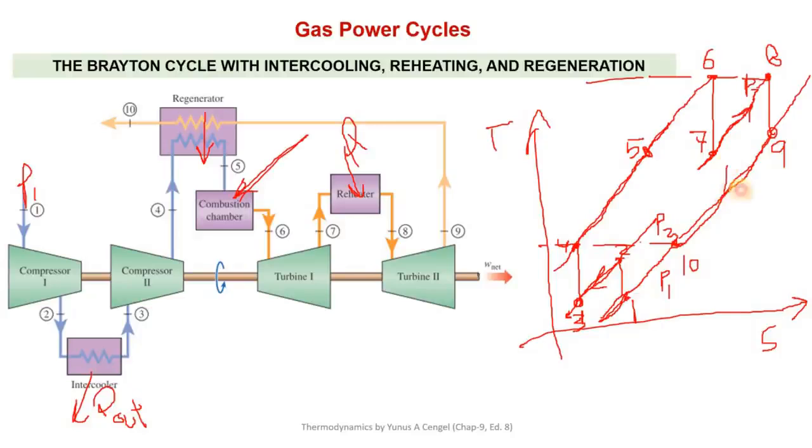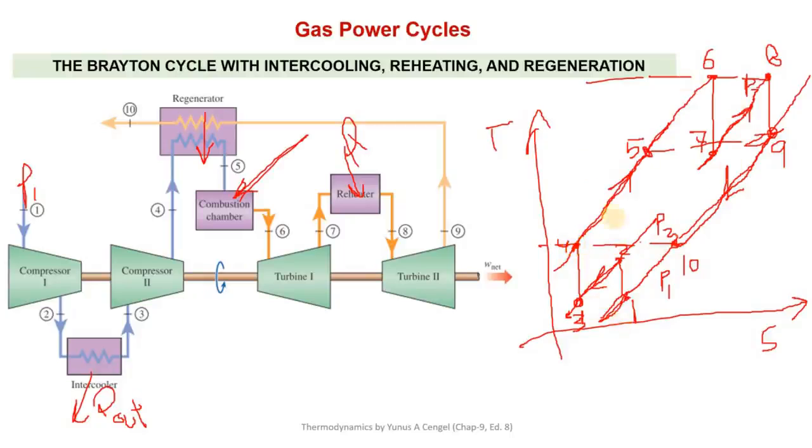So 9 to 10 represents the heat transfer in the regenerator from these exhaust gases to this fluid, 4 to 5, and ideally this point 5 will be equal to point 9, T5 will be equal to T9. But actually point 5 will be a little less than 9, and similarly this point 10 will be a little higher than point 4, but ideally T9 will be equal to T5 and T10 will be equal to T4.